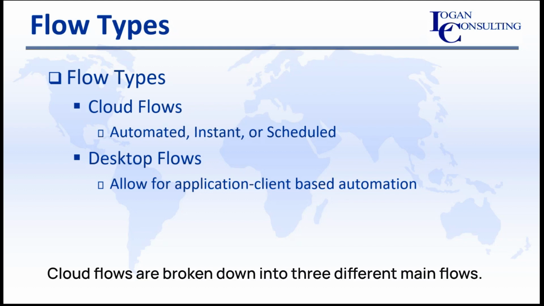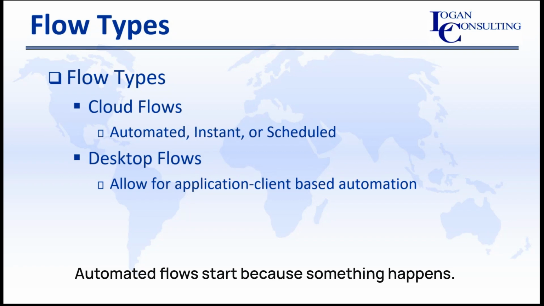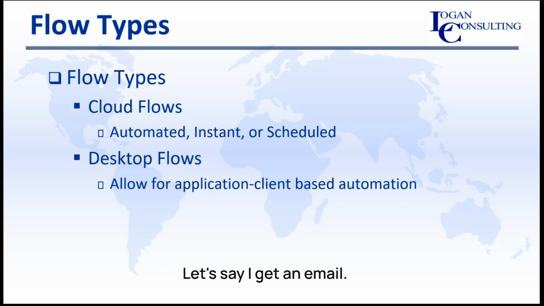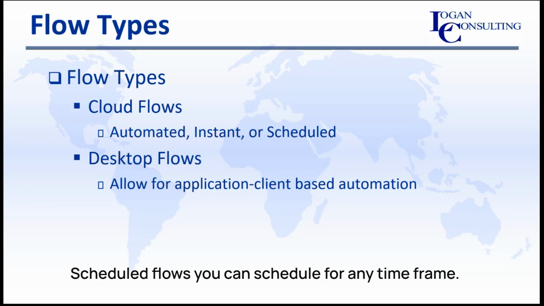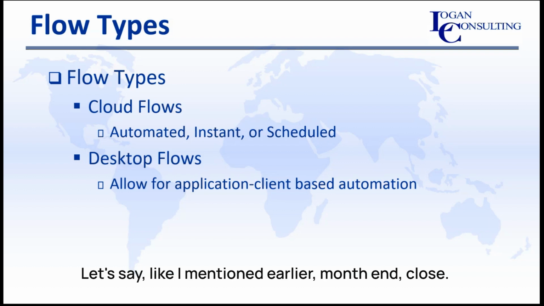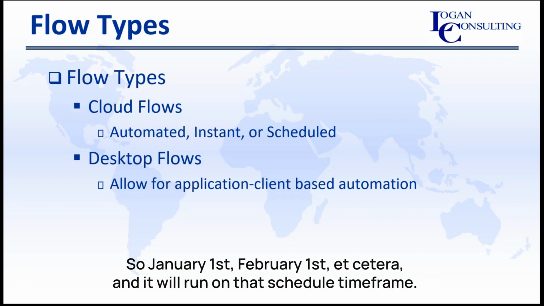Cloud flows are broken down into three different main flows: automated, instant, and scheduled. Automated flows start because something happens. Let's say I get an email. That will cause a flow to run. Instant flows are based on whenever I want the flow to run, I press a button and it runs. Scheduled flows, you can schedule for any time frame. Let's say, like I mentioned earlier, month-end close, you want to run this task every first of the month. So January 1st, February 1st, etc., and it'll run on that scheduled time frame.